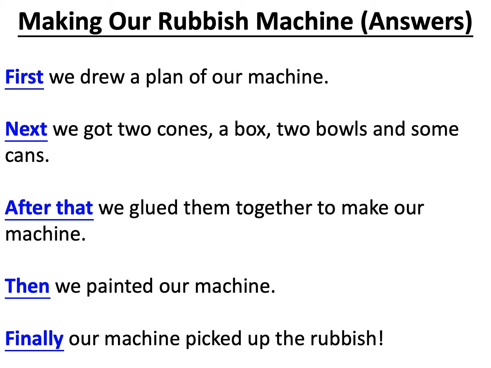Next, we got 2 cones, a box, 2 bowls, and some cans. After that, we glued them together to make our machine. Then, we painted our machine. Finally, the very last action, we use the connective finally. Finally, our machine picked up the rubbish.